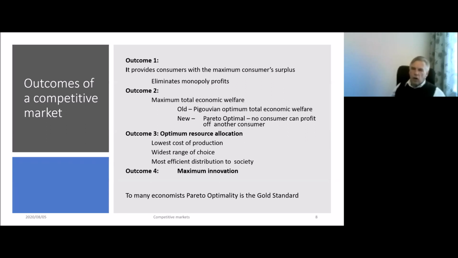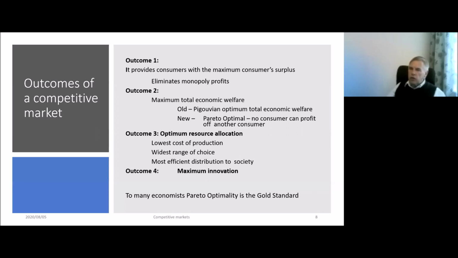And the Pareto optimal says that no consumer can profit off another consumer. The market is in such a way that when you're entering into a market, no other consumer in that market is going to profit off you. Or putting it another way, when you enter into that market, you cannot prejudice any other consumer. Now, maybe the shareholder can profit over you, maybe other people can profit over you, but another consumer can never profit off you, and you can never profit off another consumer.